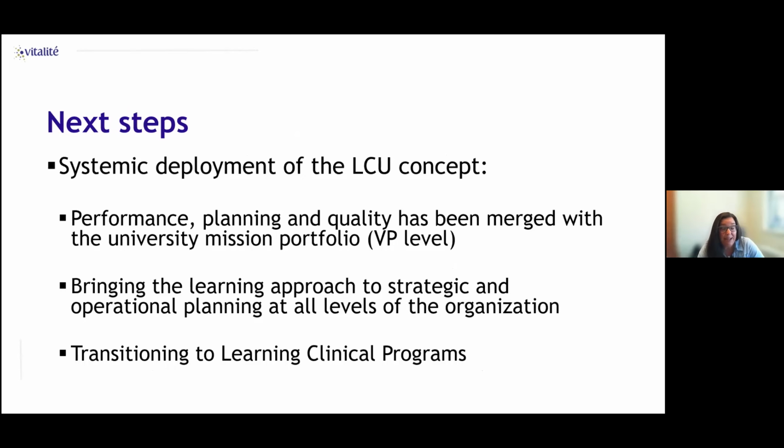So next steps for us as a system, like I said, we needed to rethink how we're going to deploy the learning clinical unit approach. And what we've come down to as next steps is we're actually going to look at a systemic deployment of the LCU concept. Recently, the performance planning and quality portfolios were merged to the university mission portfolio. And that was a very strategic decision from our leadership and our CEO.